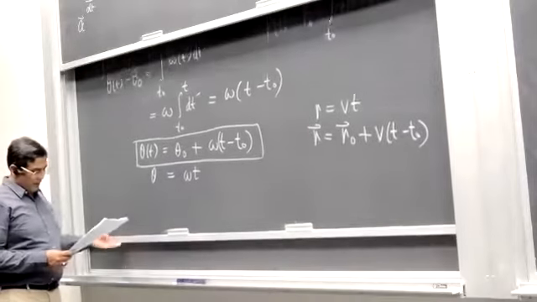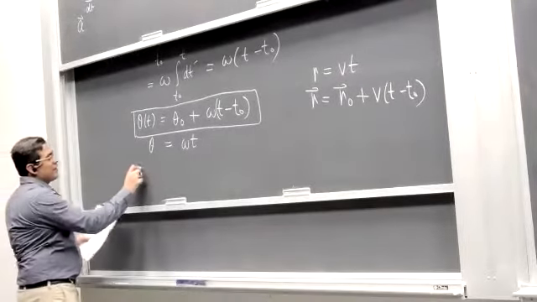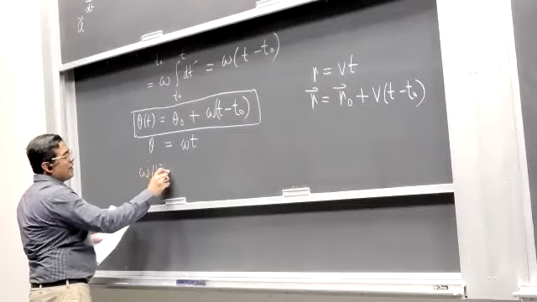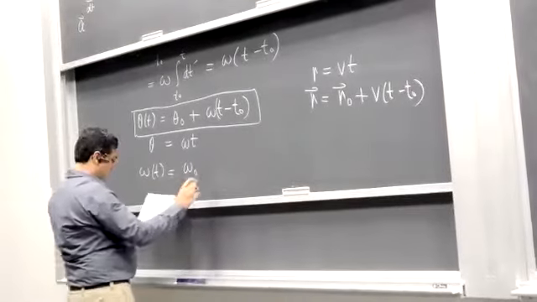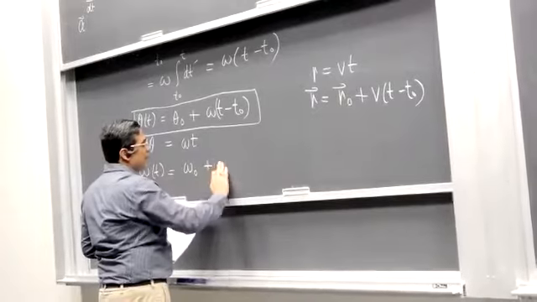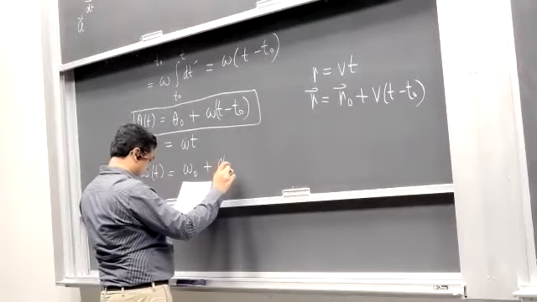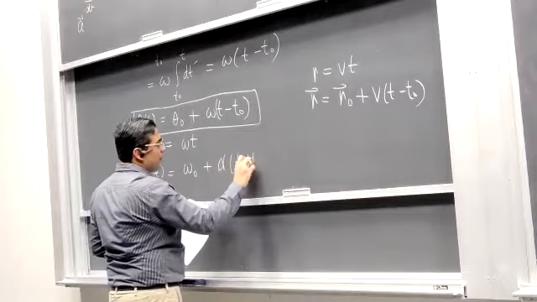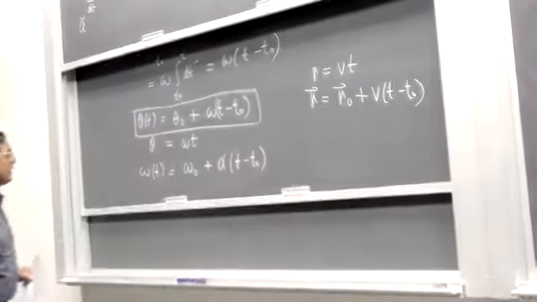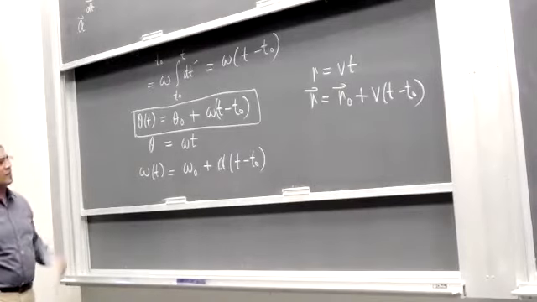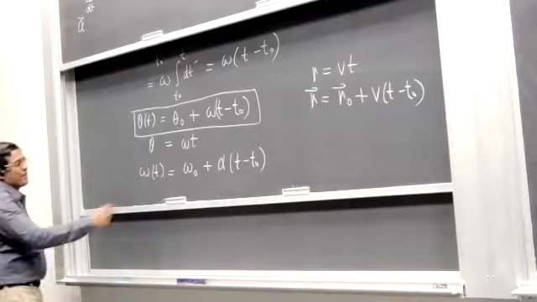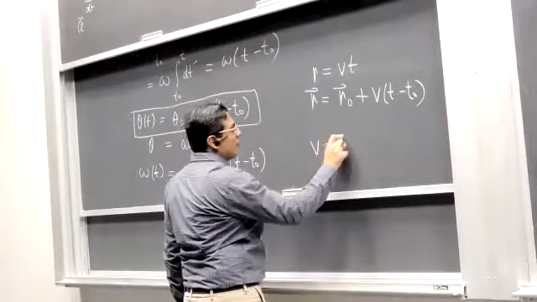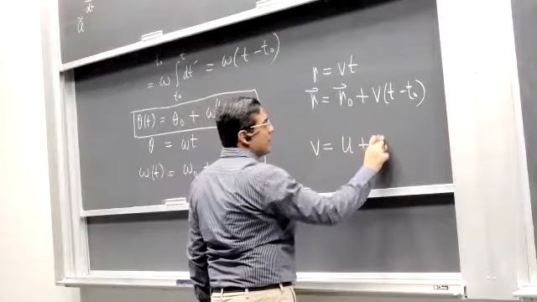Then for the constant acceleration case, you can generalize this and write omega t equals omega naught plus alpha times t minus t naught, right? So have you seen a similar equation in translational kinematics? V is equal to U plus AT.